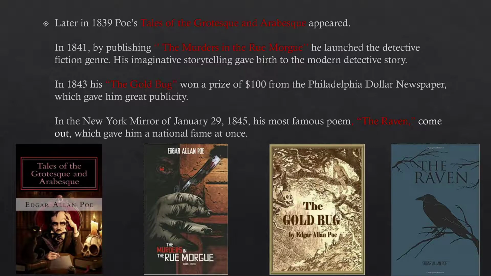Later in 1839, Poe published the Tales of the Grotesque and Arabesque. And in 1841, he published Murders in the Rue Morgue, and he created another genre. His imaginative storytelling gave birth to today's detective stories. He became the father of detective stories as well. And with The Gold Bug, he won a prize. And afterwards, his famous poem, The Raven, came out in 1845 and gave him national fame at once.